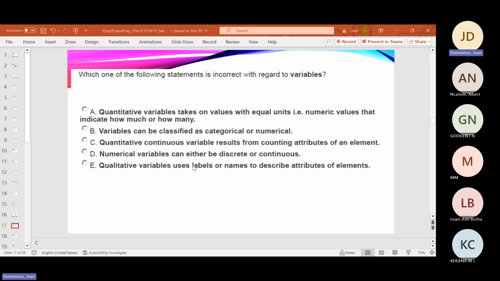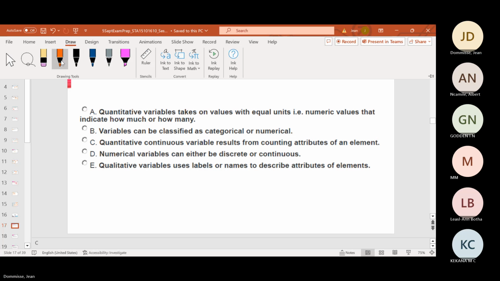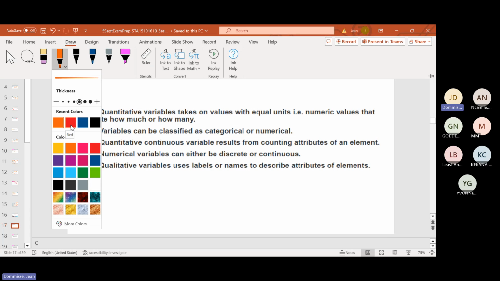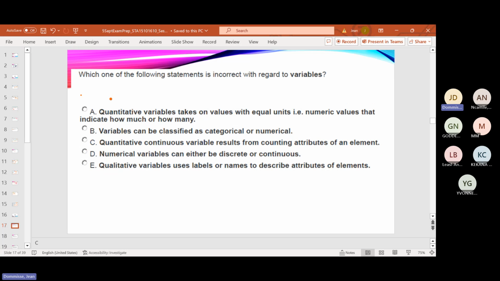So just be cognizant of that. Okay, so let's look at this question. And let's just make that a bit bigger. Also, if I get disconnected sometime, I will reconnect, so just stay on the line if I get disconnected. Okay, so let's see the first question. Which of the following statements is incorrect with regards to variables?